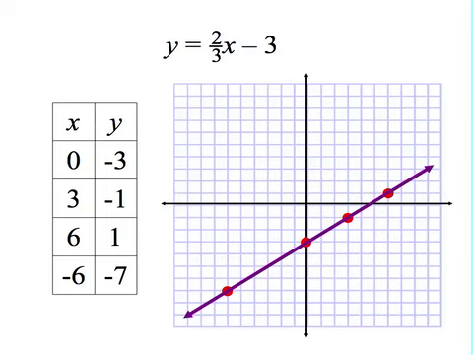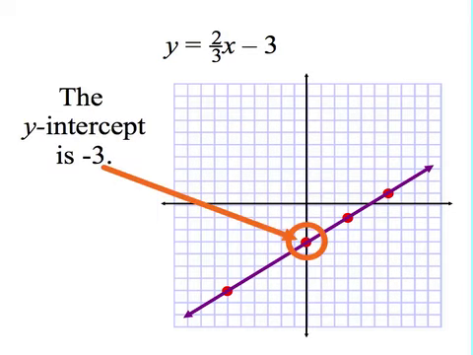Here's another equation graphed in an earlier lesson. y equals 2/3 x take away 3. We start with the equation, we make the chart, we get 4 ordered pairs, we graph the 4 ordered pairs, and we connect them. Now, let's find the y-intercept here. It's negative 3. And in the equation, we don't have a negative 3, but we have a subtract 3. But remember, subtract 3 is the same as add negative 3, so there is a negative 3 in that equation.